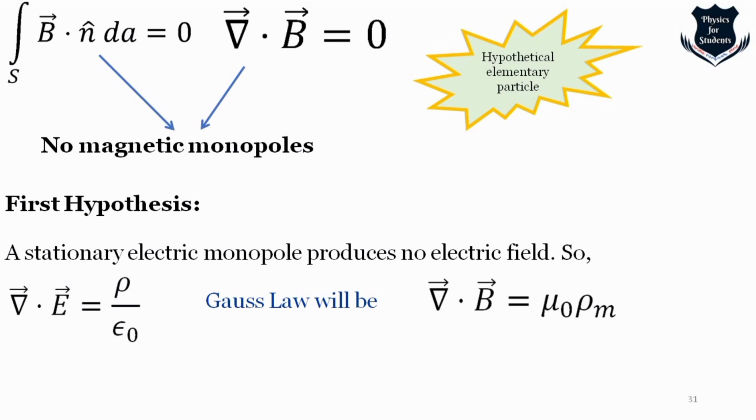Now, Gauss's law also takes the form of this. I would say this is the magnetic permeability of free space, and this is the volume density. So this is more or less, again, my first hypothesis, which I am trying to show you. Okay. Now, we continue with the first hypothesis.